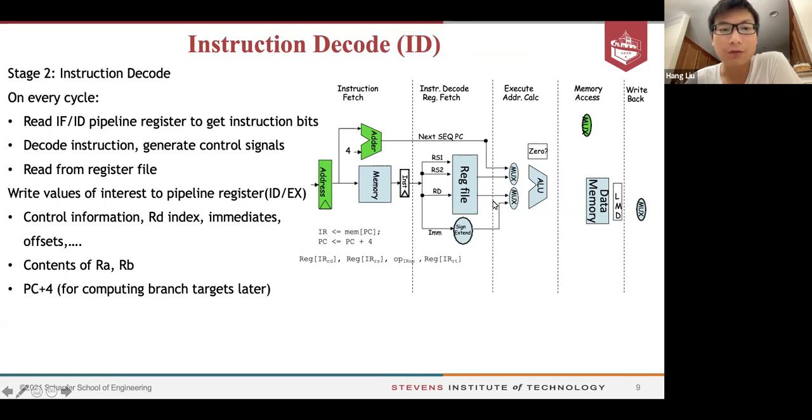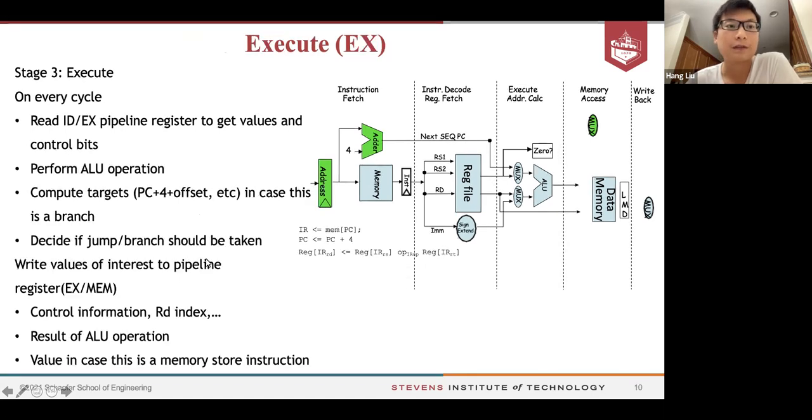We decode the instruction to generate the register RS1, RS2, RD, and immediate. Then the output of this is written to the instruction decoding / execution pipeline register. You have a control instruction, RD instruction, immediates, offsets, contents of RS1 and RS2. And you also have the PC plus 4 for computing and branching.